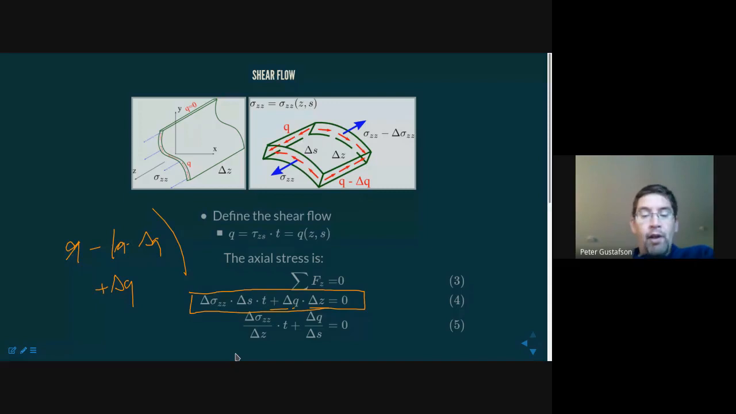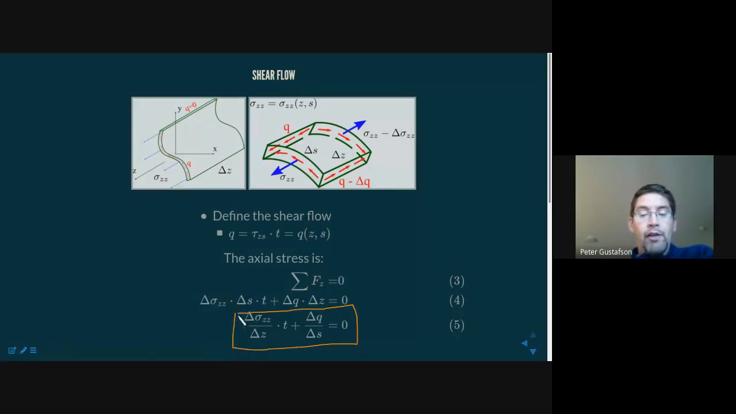And then we can obviously manipulate that a little bit. It's a good idea to divide by the differential lengths to put this now in the form of derivatives. And you can see what we have is d sigma zz dz times t plus dq ds is equal to 0. Okay, any questions on that?